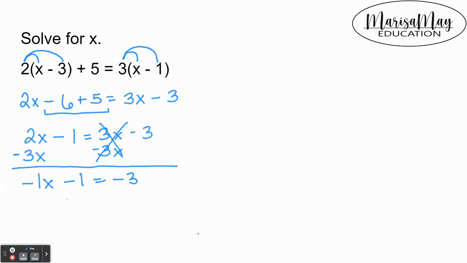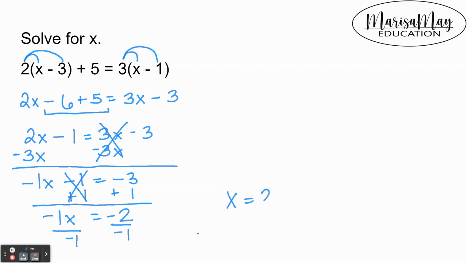Now let's look at our left side of the equation. I see that the variable is being multiplied by negative 1 and being subtracted by 1. So we're going to do the opposite. The opposite of subtracting 1 is to add 1 to both sides. And so I'm left with negative 1x equals negative 2. Now, since x is being multiplied by negative 1, I'm going to do the opposite, which is to divide by negative 1 on both sides so that I get x equals 2.